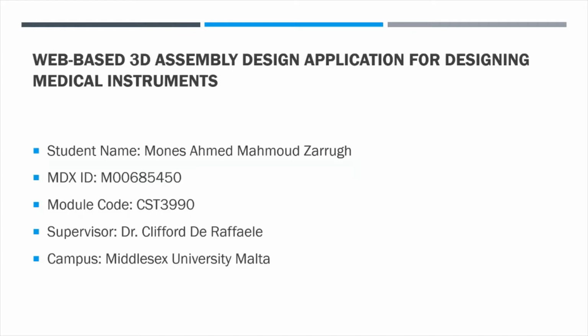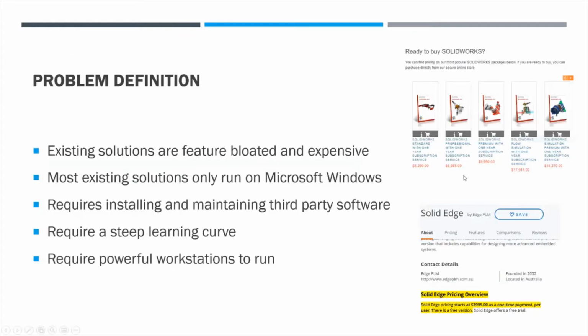There are alternatives, but the problem with these alternatives is that they are feature bloated and expensive. Most of them only run on Microsoft Windows. They require installing and maintaining third-party software. They require a steep learning curve, and they're meant to run on workstations and not consumer-grade computers. Examples of these include SolidWorks and Solid Edge. They cost about $5,000 per year per user.